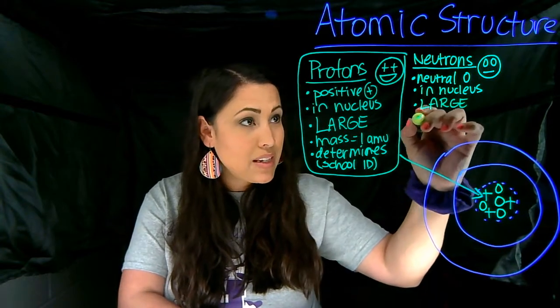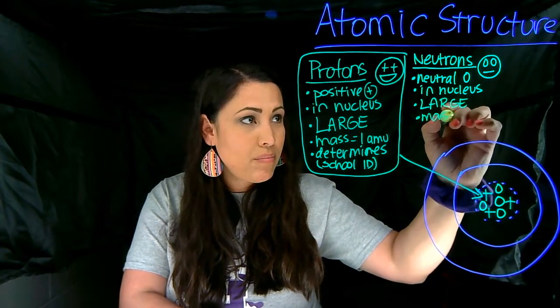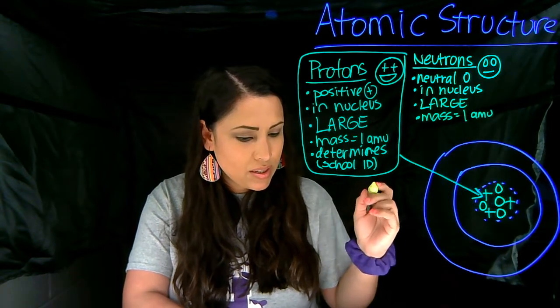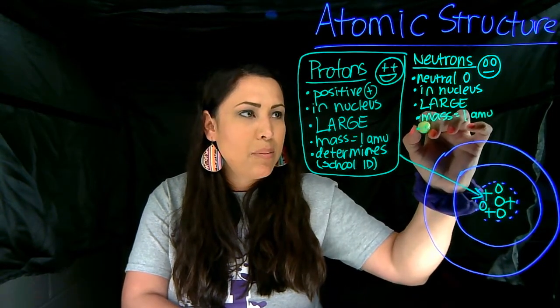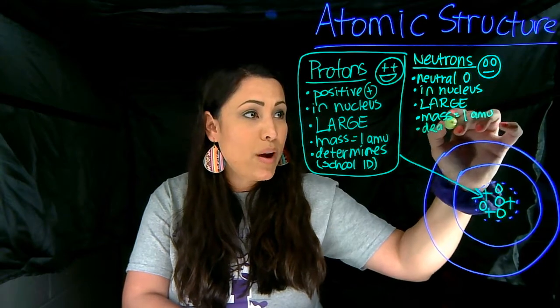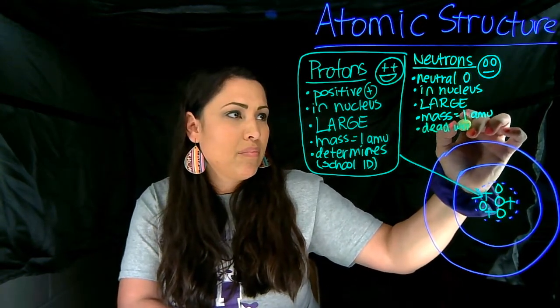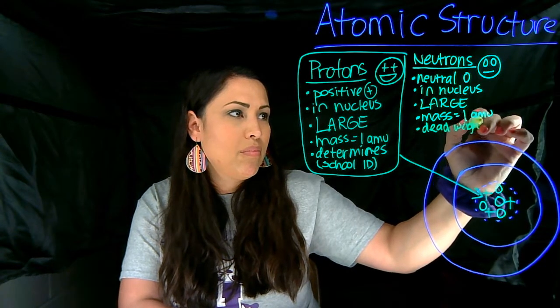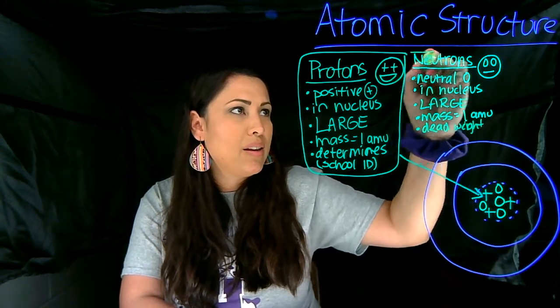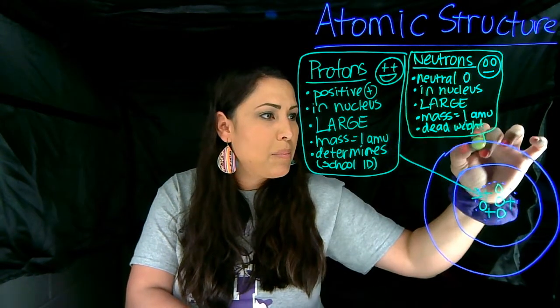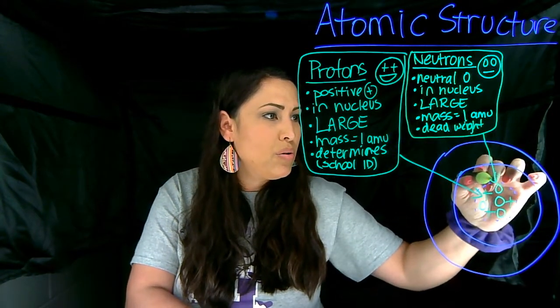The mass is 1 AMU, same as our protons. And they're basically dead weight because they weigh something, but they don't add to the charge. They're just there. All right, that's it for our neutrons. Same thing, I'm going to point to our neutrons.